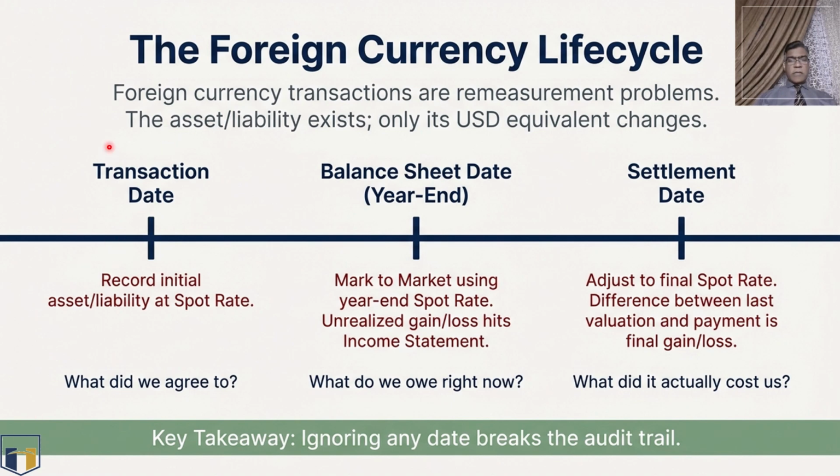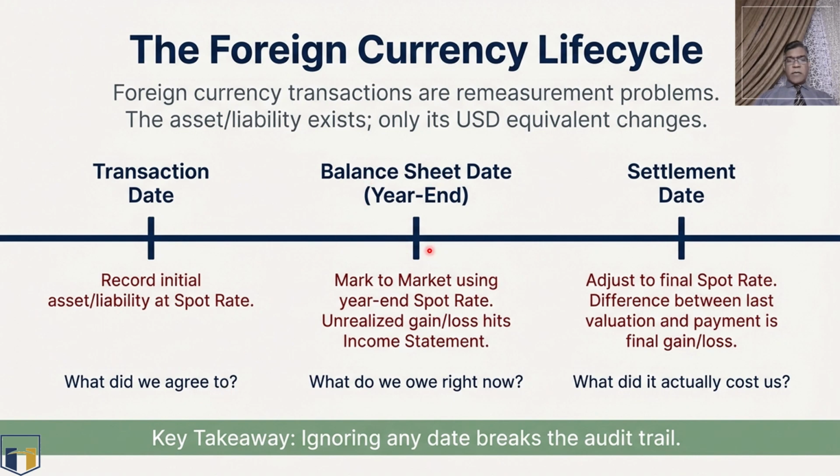In the foreign currency life cycle, foreign currency transactions are a remeasurement problem because the accounts payable or receivable, the asset or liability, exists. Only its USD equivalent changes. That's why you need to remeasure it. The transaction date means the recording date, the initial asset or liability at the spot rate, right? What did we agree to pay, right?